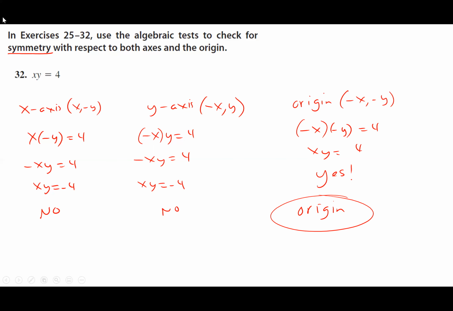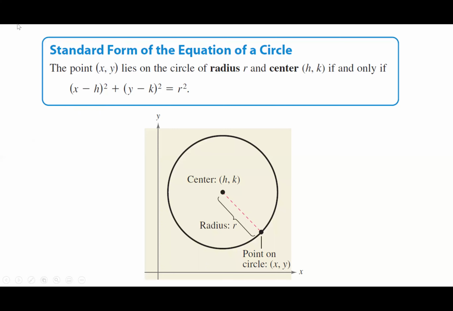Okay, guys, that's symmetry on our hands. And one last thing to cover is circles. There it is, circle equations. We looked at intercepts of circles. Now let's take a look at the equations themselves. The standard form for an equation is (x minus h) squared plus (y minus k) squared equals r squared. The h and k are the center of the circle. R is the radius, even though r squared is in the equation.